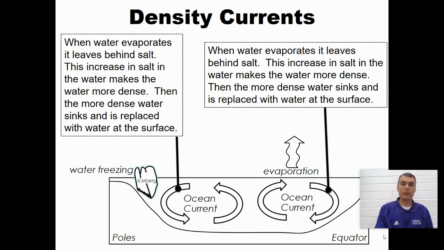The same thing can happen when water freezes, because when you think about in the winter, what do we do to try to get ice to melt? We put salt on it. So when icebergs form out of ocean water, they're not forming with salt in them. They're leaving that salt behind. So the water gets more dense and it sinks. And this is how currents can be caused in the ocean, and thus can move energy around and affect climates.